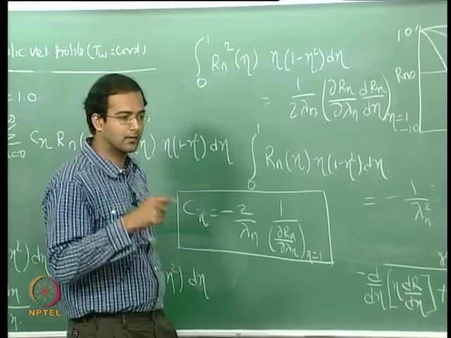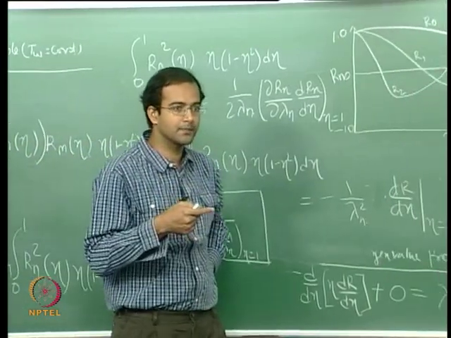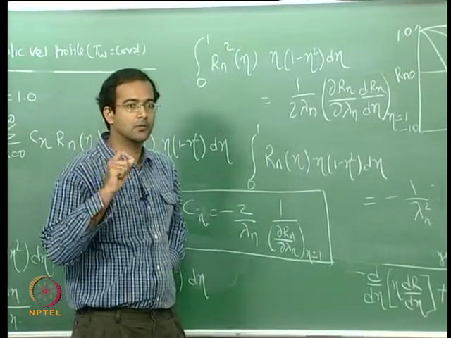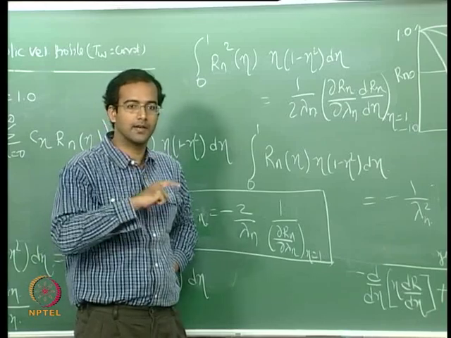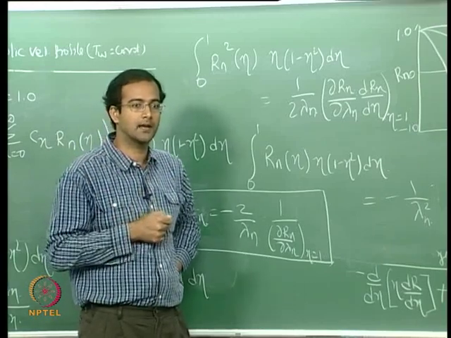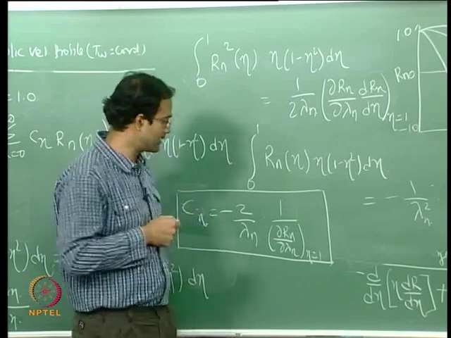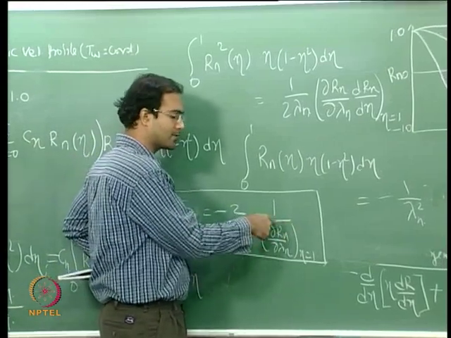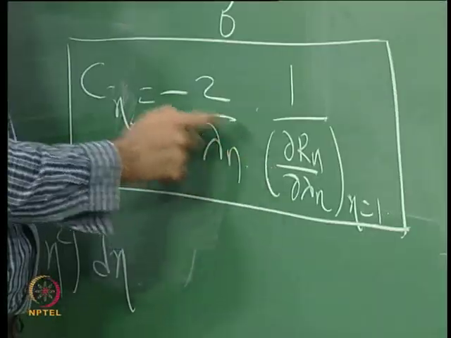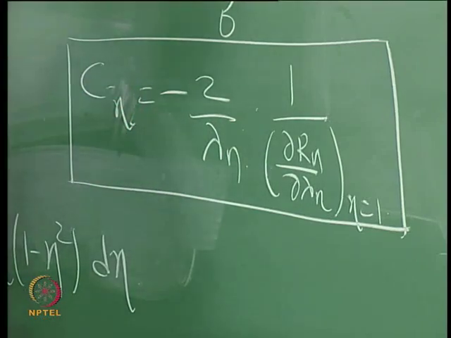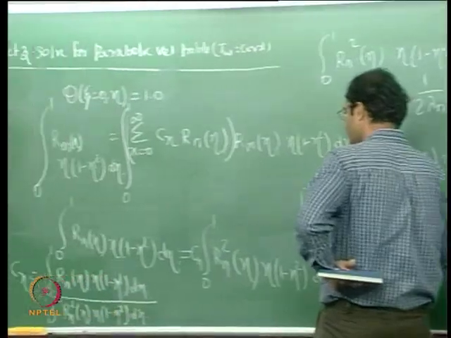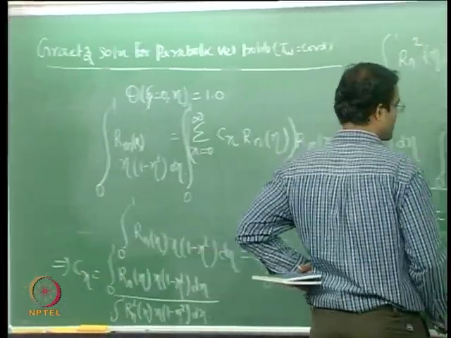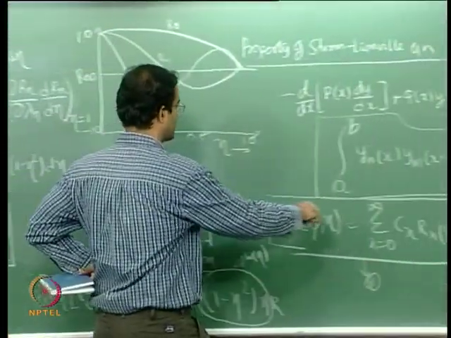So now for different values of lambda, for eta equal to 1 I should know the value of the eigenfunction, and then I should fit some approximate curve and calculate the slope. So corresponding to eta equal to 1, from there I can calculate my constant C. So I can finally substitute for C into my equation number 1 for the solution.